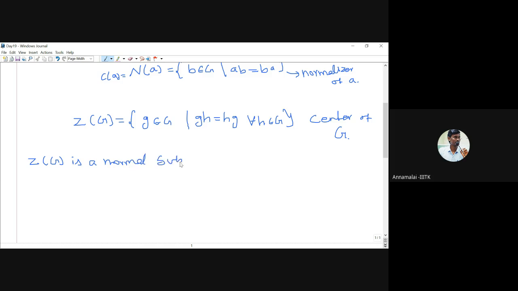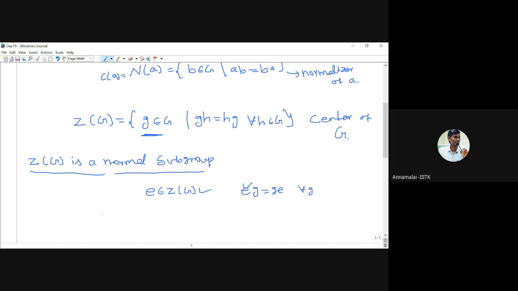We can easily show that Z of G is a normal subgroup. This is a very important subgroup. In any group, we have a normal subgroup, that is the center of G. The center of G is a collection of all elements which commute with every element of G. Clearly the identity element is a member of Z of G, because eg equals ge for any g. Therefore the identity element is a member of the subgroup Z of G.